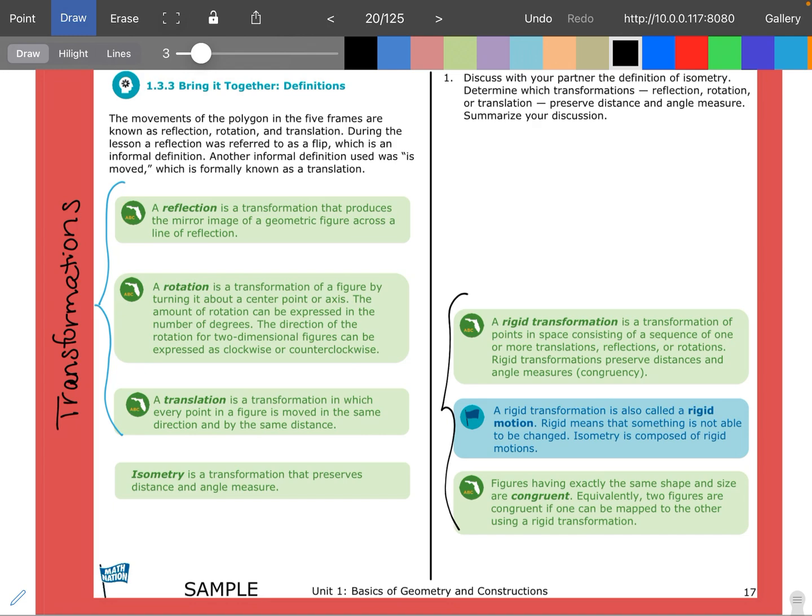A rigid transformation is a bunch of isometries. We are looking at translations, reflections, or rotations. Rigid means that they will not change. They're going to be all congruent. Sometimes we call a rigid transformation a rigid motion because it is moving. An isometry is comprised of rigid motions. Figures that are exactly the same shape and size are known as congruent.